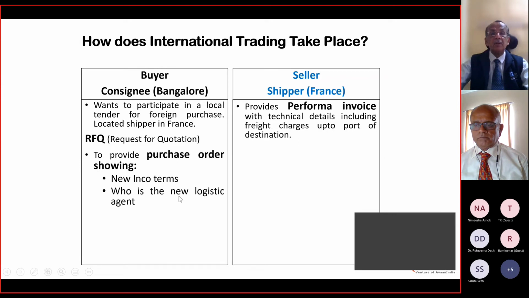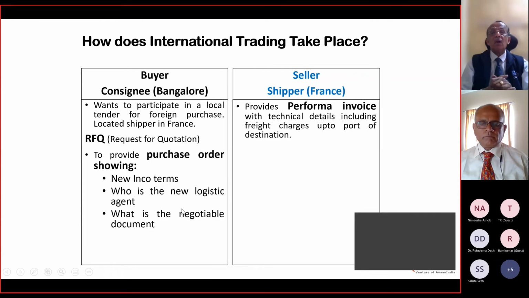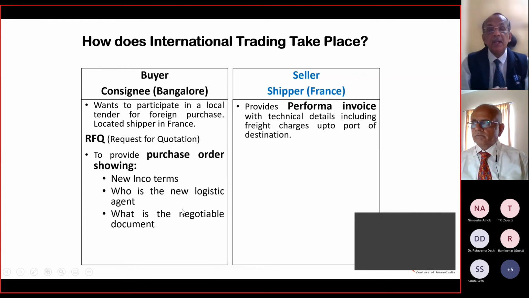Now he can very well put in an agent, a logistics 3PL company in France, who is going to handle the shipment. Let's say the Incoterm has been changed to Ex Works, Ex Factory. Second, they will specify who is the third-party logistics company, and it will also show on the purchase order what the negotiable instrument is.